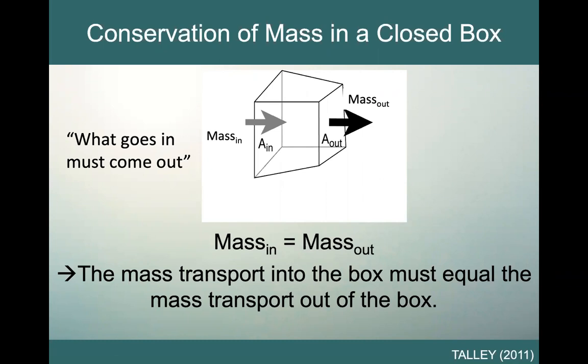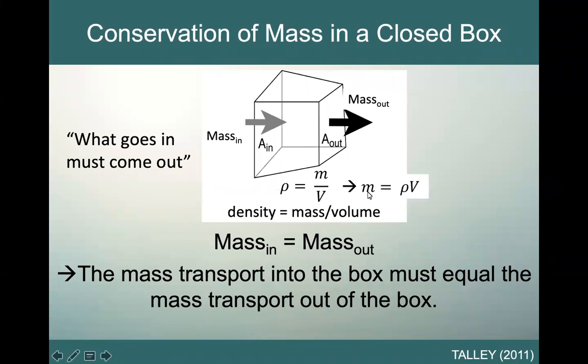Now we've talked about the fact that when we're looking at the ocean, when we think about mass, we can't just think about the mass of the ocean. We need to start by thinking about its density. The density, of course, is the mass over the volume. So if we want to get the mass, we need to multiply by the volume. That tells us that the mass is equal to the density times the volume.